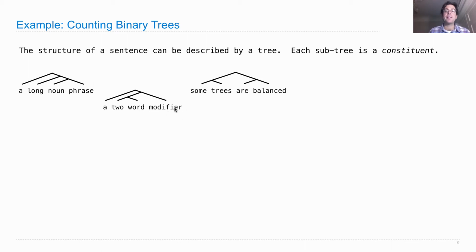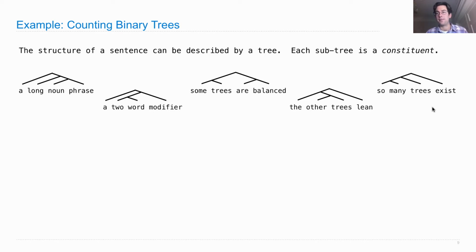Some trees are balanced, and they look like that. The other trees lean, so this would be another tree that leans a little bit. And there are just so many trees that exist. So here are 5 different structures over phrases of 4 words in length.